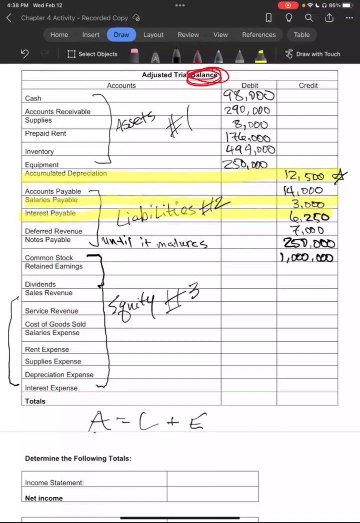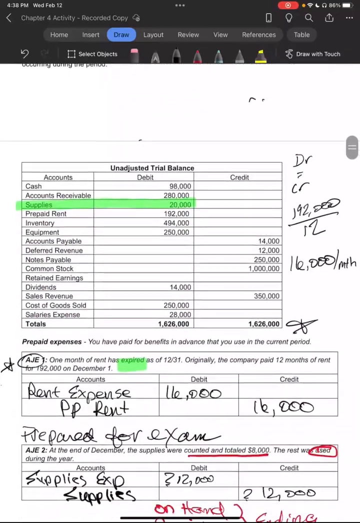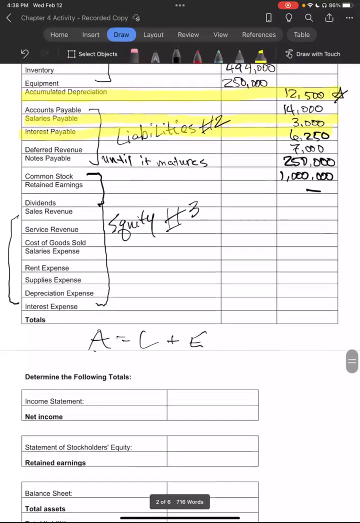Retained earnings. Okay. Retained earnings, we had none, right? It's the first year of operations. We didn't have any earnings from last year to retain. Dividends, we didn't impact dividends at all in our adjustments, so we're going to go back up here. They were 14,000, so we'll transfer that back to our adjusted balance. Okay, remember they have a debit balance. We're going to put them in the debit column.